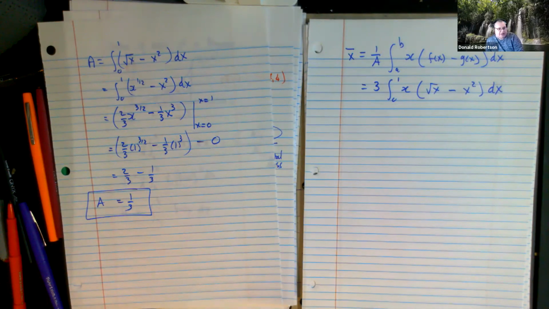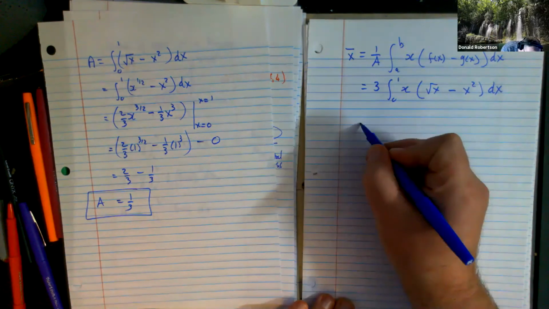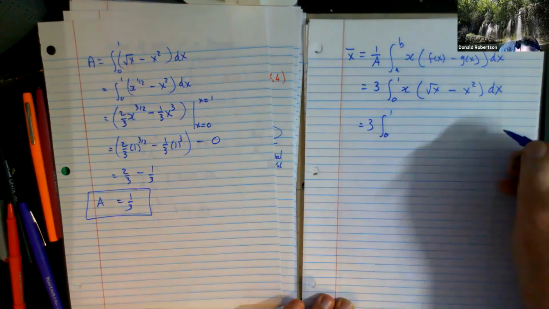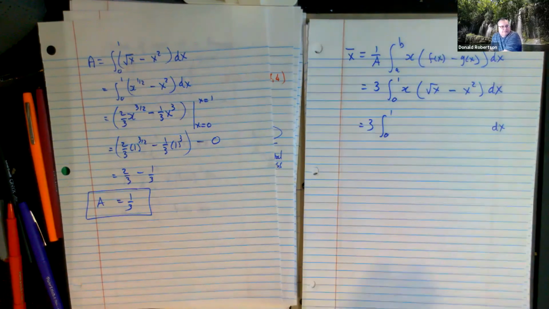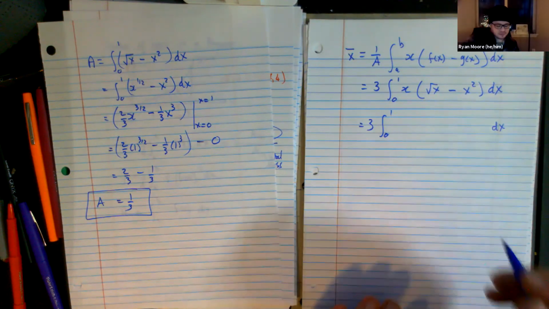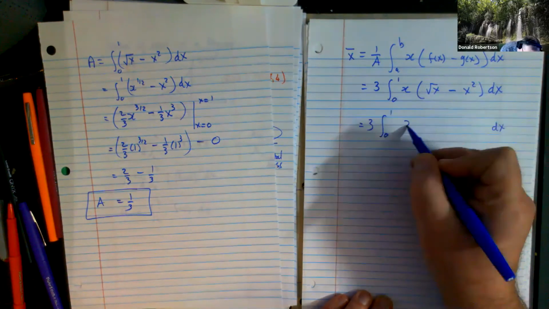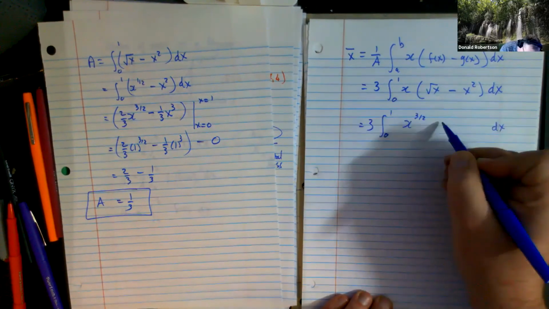Help me out here. I can't integrate that yet. I've got to do some stuff, right? I can't just leave it like that. I need to fix it. What do I do next? Distribute. I hear it. Can I call that x to a half without writing it down? So x times x to the half gets you x to the 3/2, and x times x squared gets you x cubed.